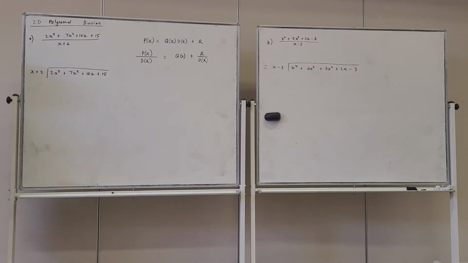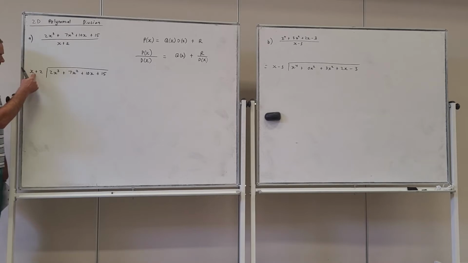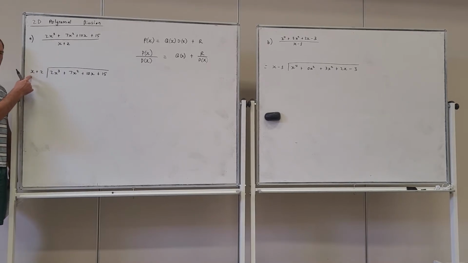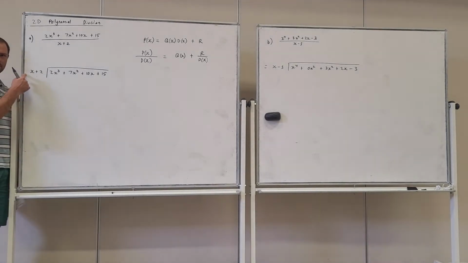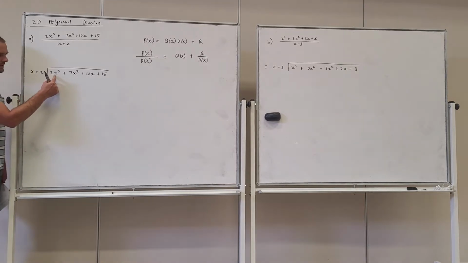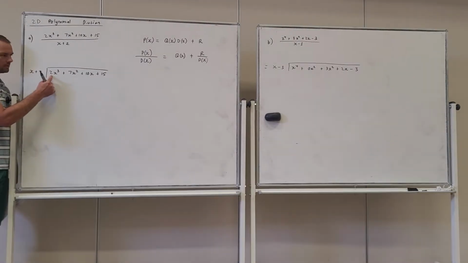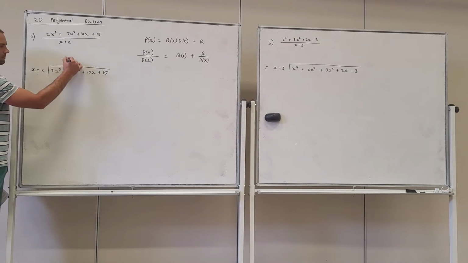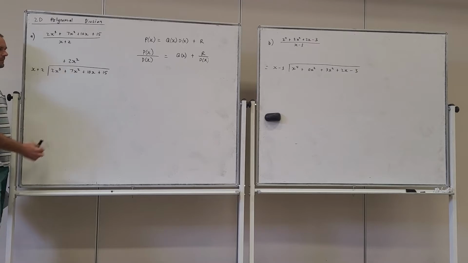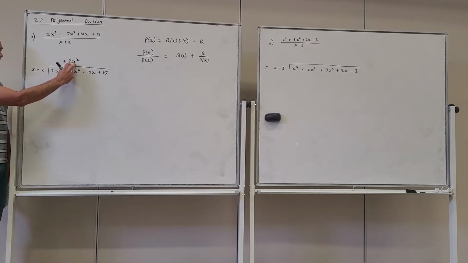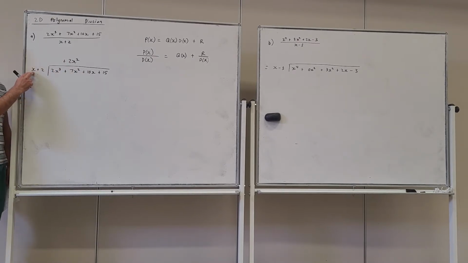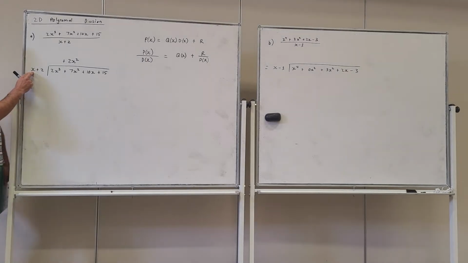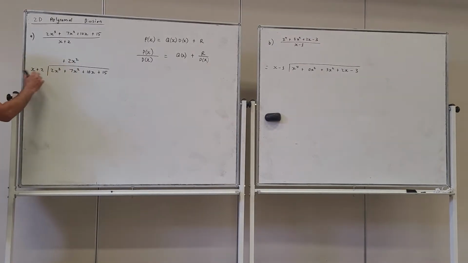So the first thing we want to ask ourselves is, what do I need to multiply x by to get 2x to the power of 3? The answer is 2x squared. So I'm going to put that above the 7 here, positive 2x squared. 2x squared times x gives me 2x to the power of 3.